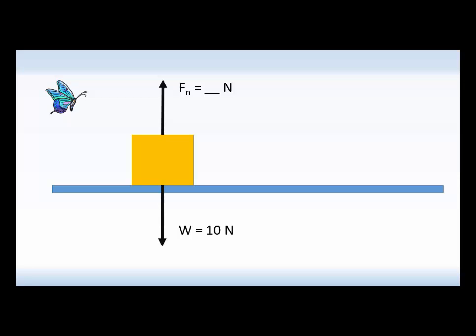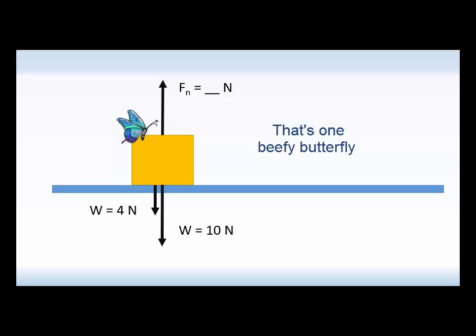But what if a butterfly just starts flying around and lands on the block, and the butterfly has a weight of 4 newtons? Because now there's a total of 14 newtons pushing down, the surface will push back with a normal force of 14 newtons.